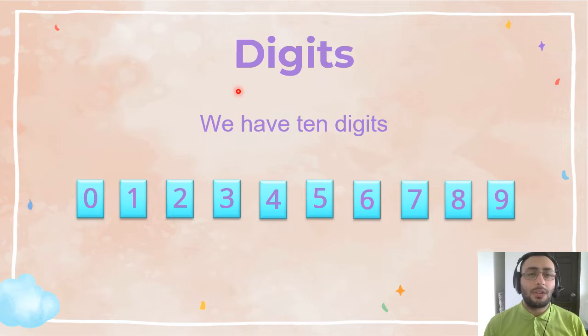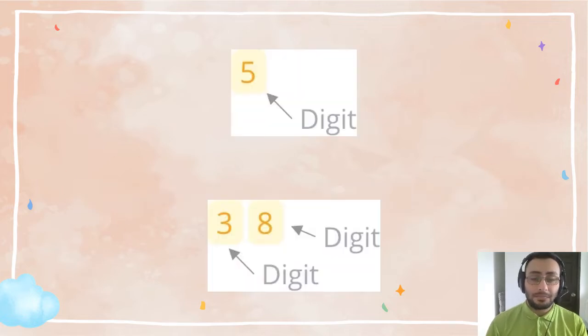First, we reviewed digits. We learned that we have 10 digits: 0, 1, 2, 3, 4, 5, 6, 7, 8, 9. So these are the 10 digits that make numbers. For example, the number 5 has only one digit, which is 5. The number 38 has two digits, 3 and 8.